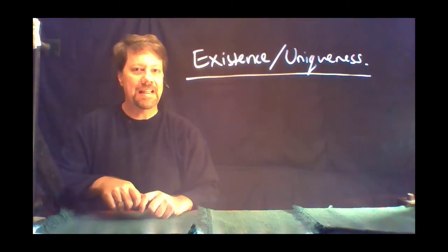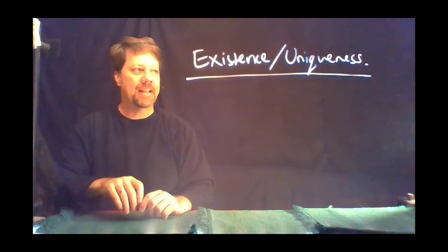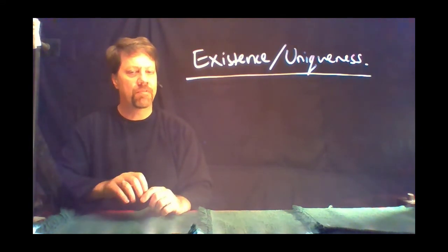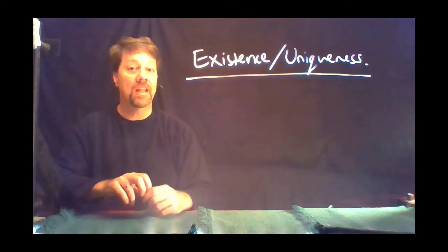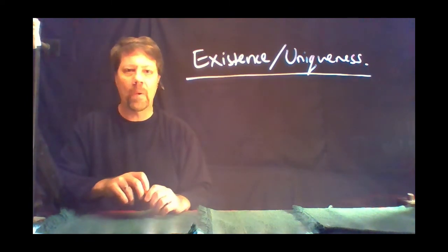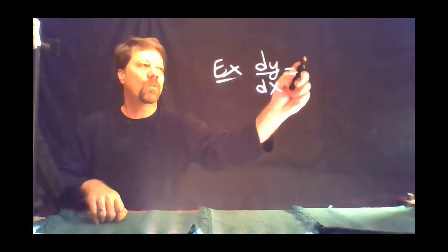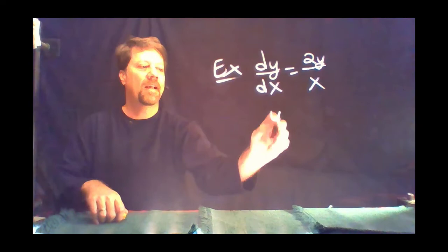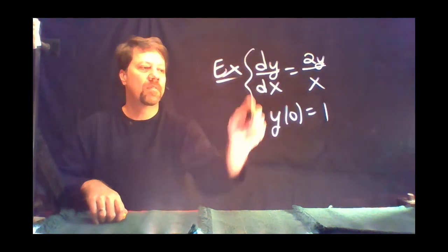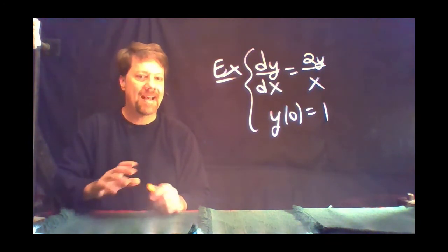When it comes to questions of uniqueness, we know already that differential equations typically have an infinite family of solutions. We're usually referring, in regards to uniqueness, to initial value problems. Is there a single solution curve that passes through a given point in the plane? Let me show you an example of a differential equation that has no solution. Consider the differential equation dy dx equals 2y over x, and let's suppose that y of 0 equals 1. I claim that this initial value problem has no solution.